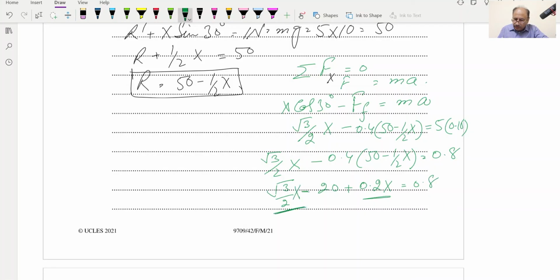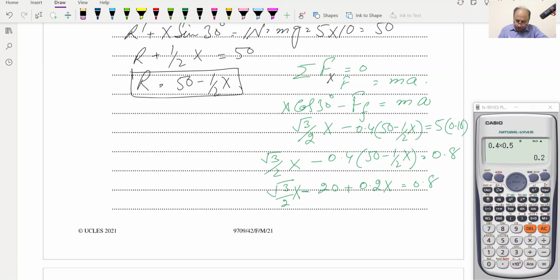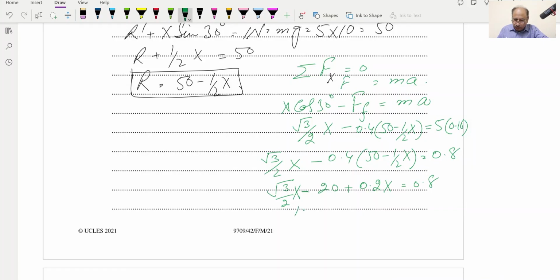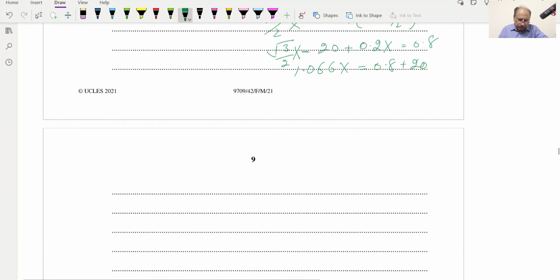So this term and this term we can combine, and this will be under root of 3. We can take fraction first. So under root 3 by 2, and this will be plus 0.2, and this is equal to 1.066x. So 1.066x is equal to 0.8 plus 20. We have shifted 20 to the other side, and we can write on the next page.